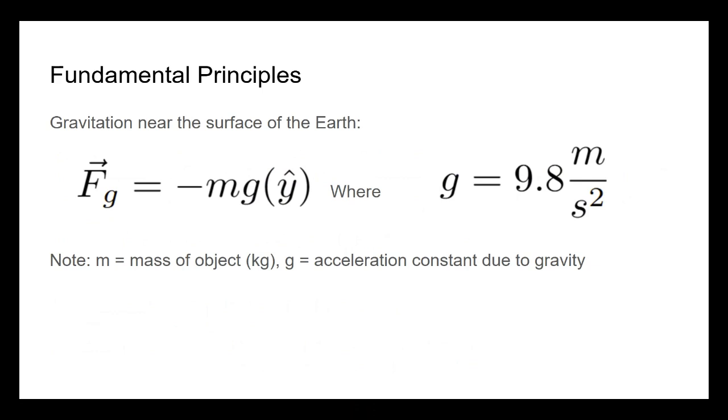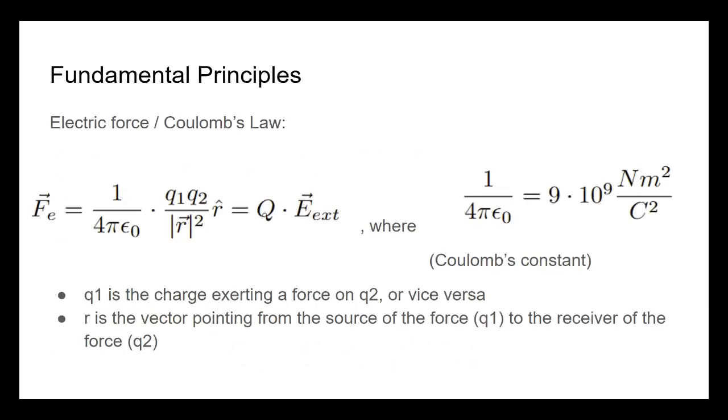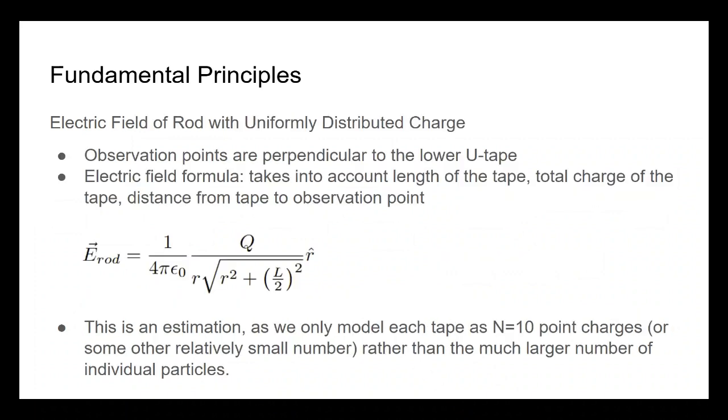So fundamental principles, just as before, we have gravitation near the surface of the Earth. It's minus mg in the y-hat, just as before. We also have electric force and Coulomb's law, which is very similar, except this time we are also modeling the electric force as our charge times our external field, which will come in later. And just note that R is the vector that points from the source to the receiver of the force.